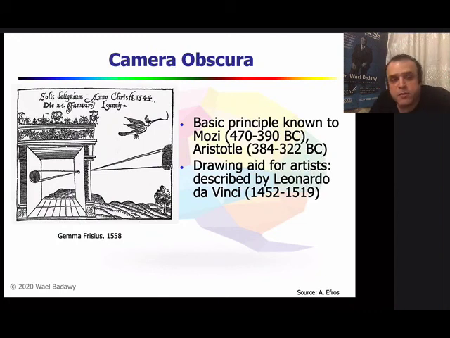The basic principle of the camera is known as early as 470 or 400 before Christ. This basic principle was known to Mozi, to Aristotle, and Leonardo da Vinci used these drawings as an aid, where you have a view outside, and then you have a pinhole in a wall, and the pinhole will go to a specific location. So this pinhole will be focusing the view.